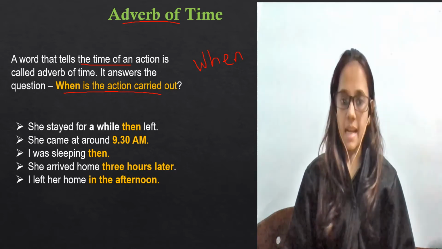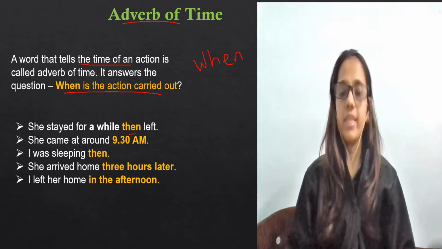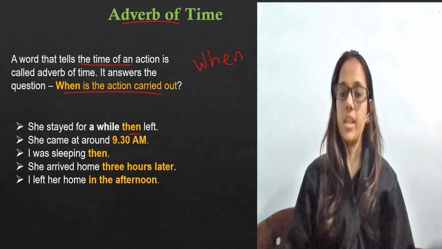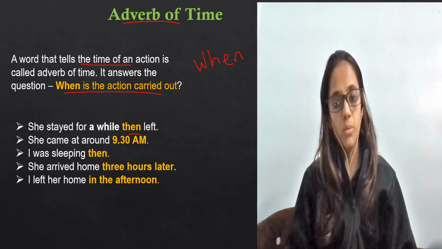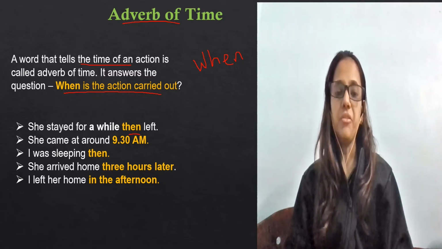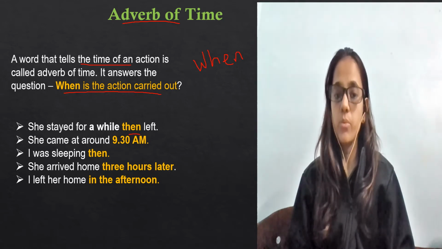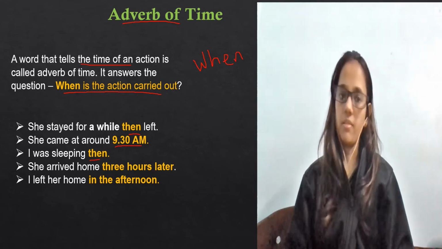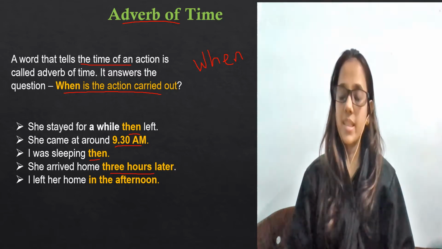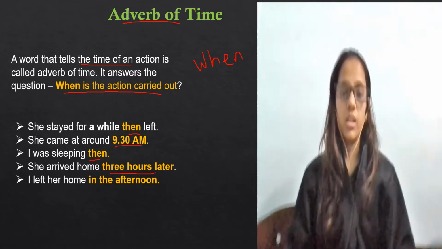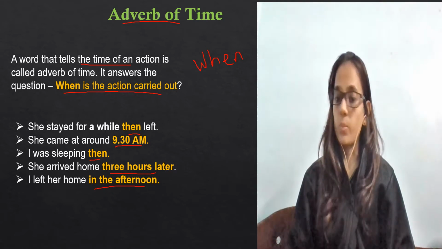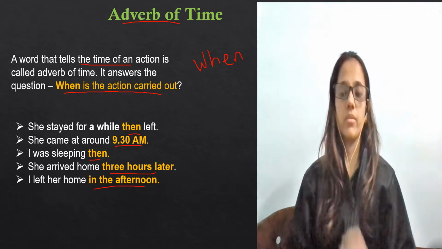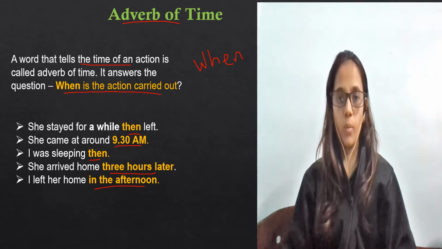Okay. Example: she stayed for a while then left. मतलब वो रही उसके बाद गई. So then left. Then answers the question to adverb of time. She came at around 9:30 a.m. When? 9:30 a.m. I was sleeping then. When? Then. She arrived home 3 hours later. When? 3 hours later. I left her room in the afternoon. When did I leave? In the afternoon. Let's move to the next one now.